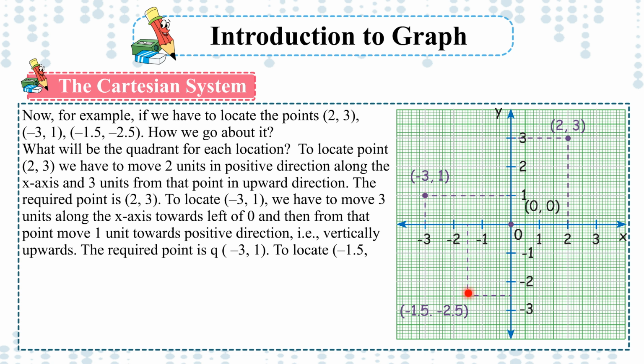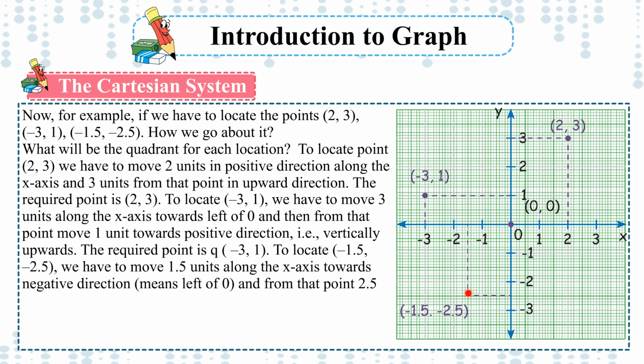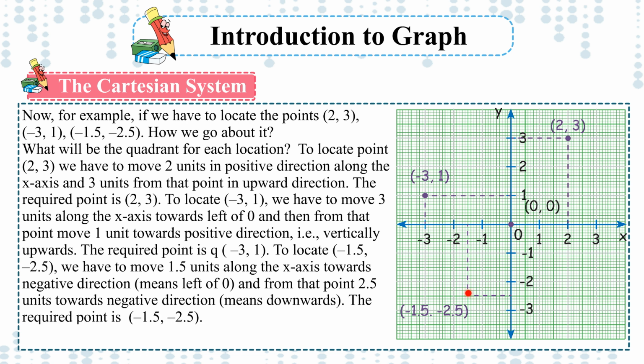To locate (-1.5, -2.5), we have to move 1.5 units along the x-axis towards the negative direction, meaning left of 0, and from that point 2.5 units towards the negative direction, meaning downwards. The required point is (-1.5, -2.5).